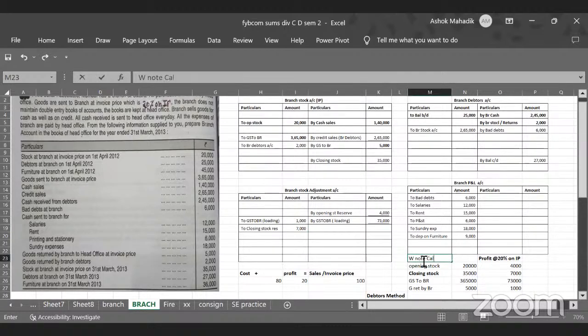Calculation of loading. Loading is profit included in the stock. That's it, nothing else. Now we have to close the account one by one. Just look at the sum. If we have missed any item, just check. So let us start closing it.